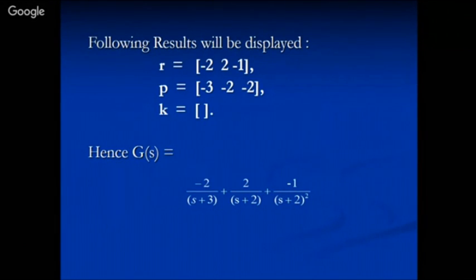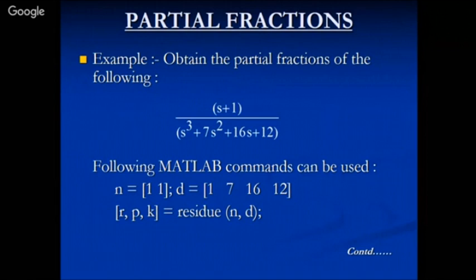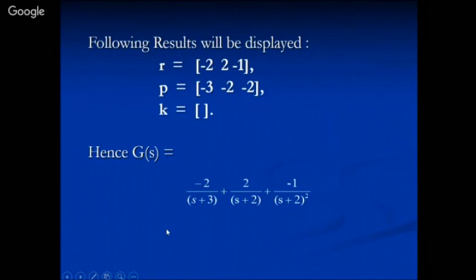Following the previous case, when you write the command n is equal to 1 comma 1, say numerator s, that one variable, and both the elements are 1, 1, so the numerator will be defined as 1 1. Denominator, how will you write? S cube is 1, so the s squared element is 7, 16 and 12. Now you have to write residue of numerator comma denominator, so you will get the answer.